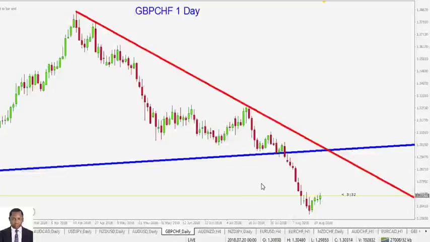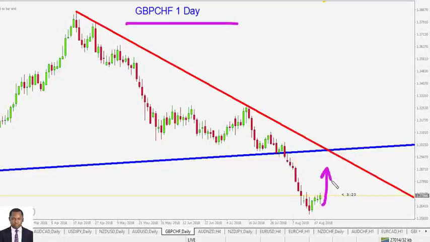All right, next one, sterling pounds against the Swiss franc. Not much noise here. I just want to let you know that it is time for a pullback. If you are looking to trade this pair, this is the best time to begin to search for long opportunities in this pair. Nothing much to talk about here.